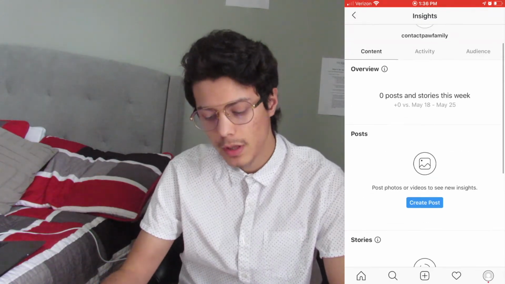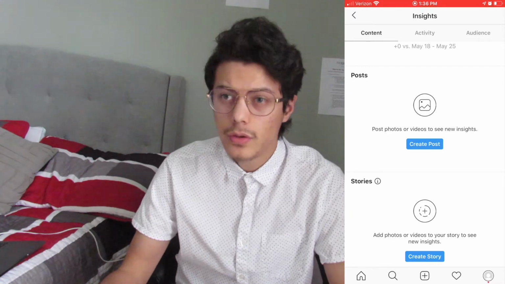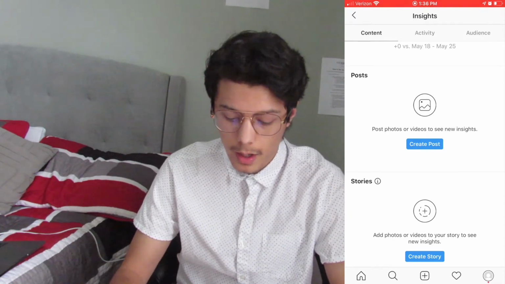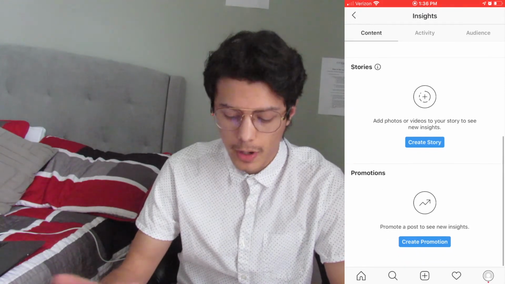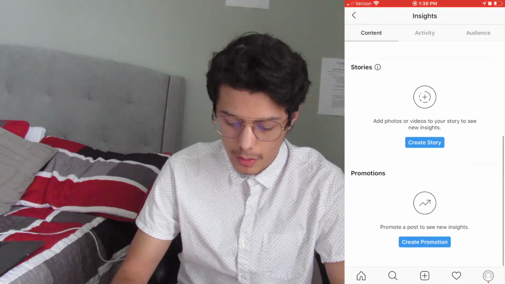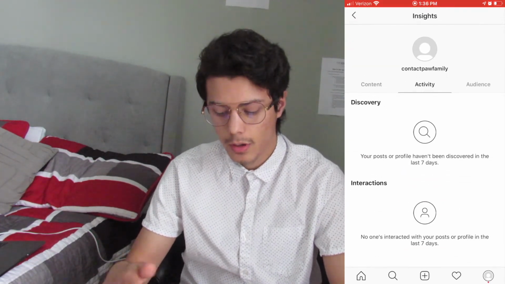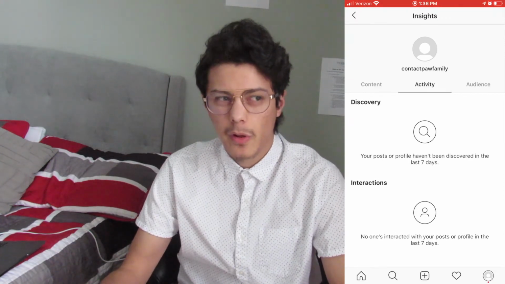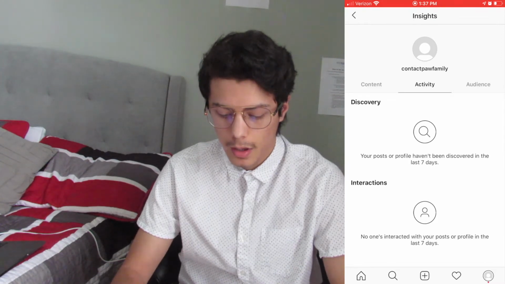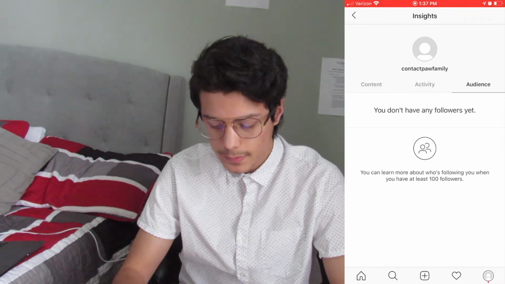Here are the posts, like the engagement: the likes, the views, the shares, and the comments, and the stories, the amount of views, the people, and the promotions, how the promotions are doing, the discovery, and interactions. The activity is more like how people are interacting with your profile and the posts you're posting, and this is organized by your followers.